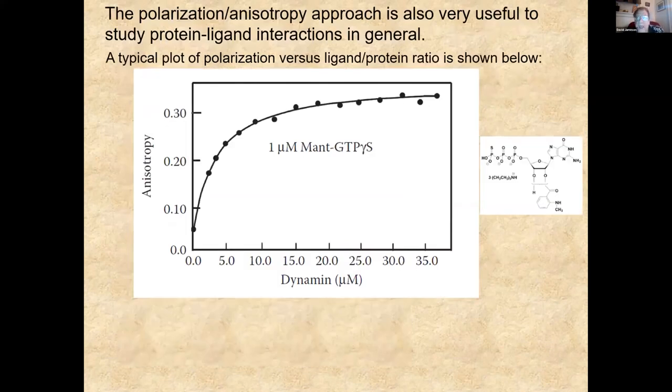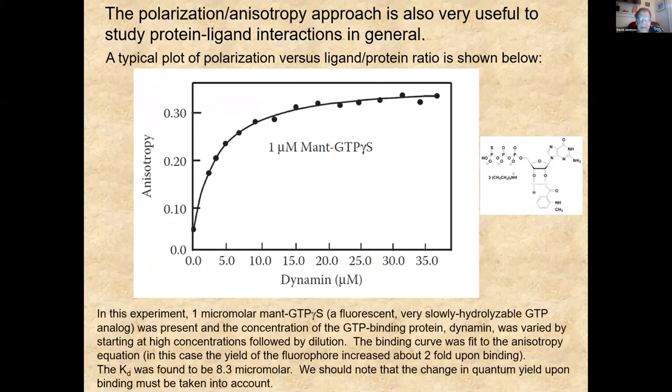Also, for ligand binding, it's a wonderful method, okay? Because here we see a fluorescent GTP analog binding to dynamin, a GTP binding protein. If you have 1 micromolar of this fluorescent GTP analog, and we increase the dynamin, we titrate up and we get a beautiful binding isotherm. And we can get a KD from this.